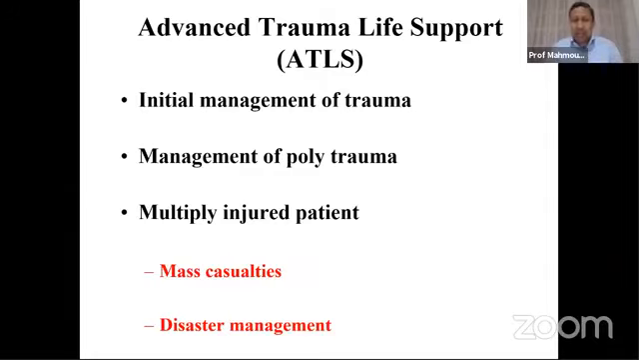We can do them later on, and this is about mass casualties and disaster management. This is not included in this talk. Mass casualties, if you have, for example, a disaster in a stadium or maybe an earthquake or something like this. Disaster management is maybe like a tsunami or something massive, and that is a different story.